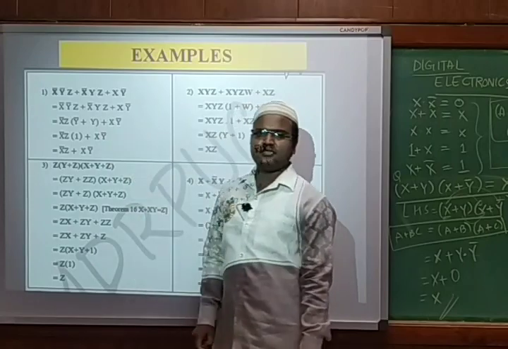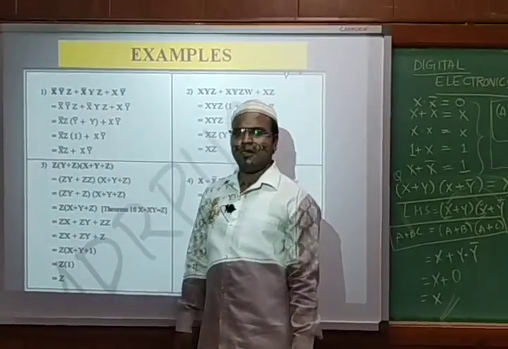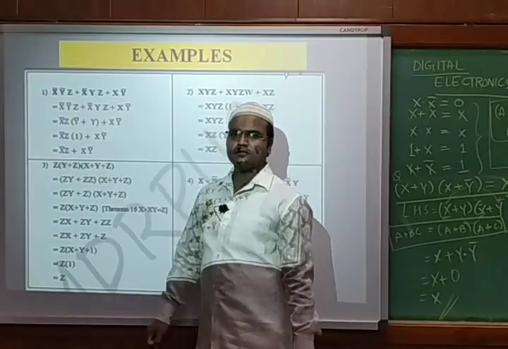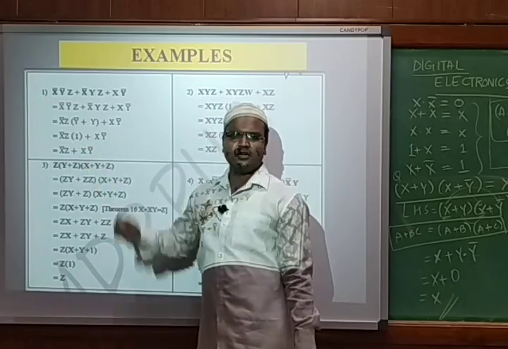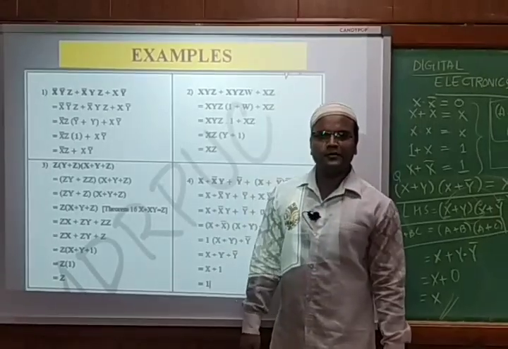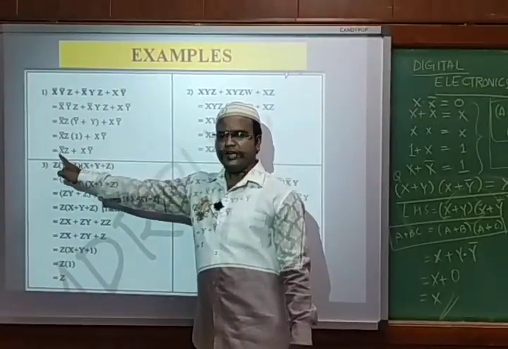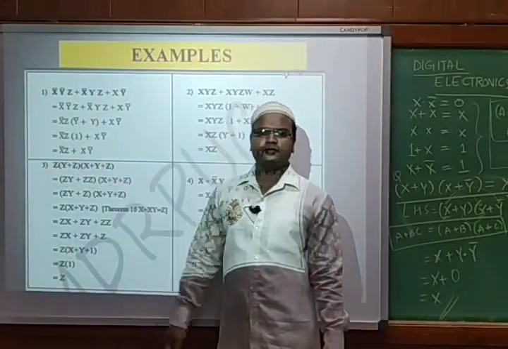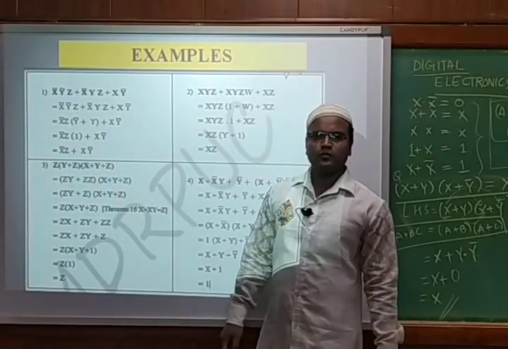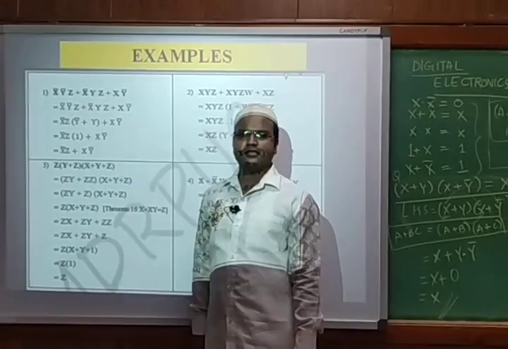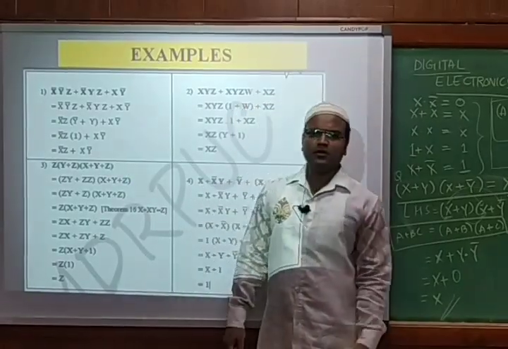This last term is as it is. What is y bar plus y? It is nothing but 1. So we got x bar z plus x y bar. Can we take anything common in this? No, not possible, because here we do have x bar, here we do have x. So it is not possible to take anything common between these two. So we kept that term as it is. Further simplification is not possible.